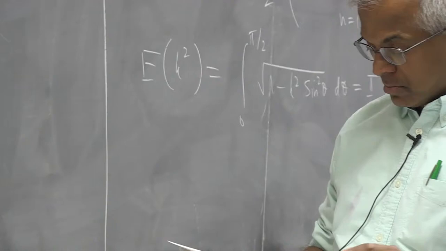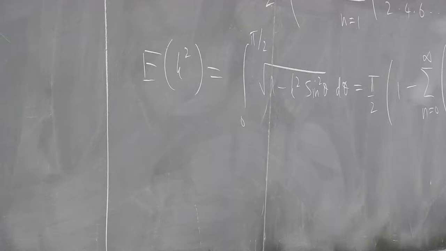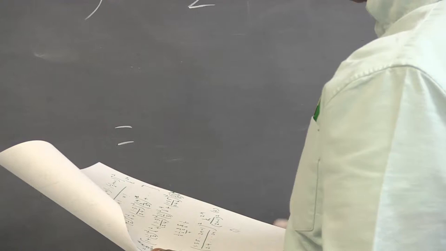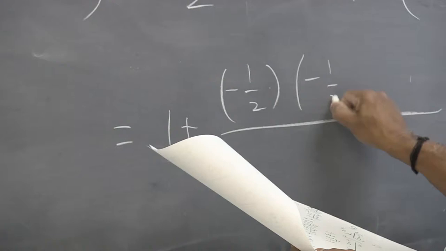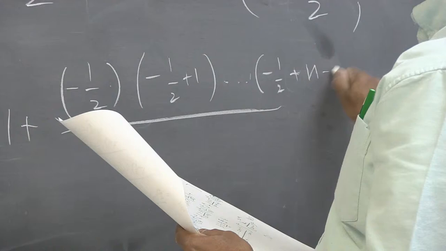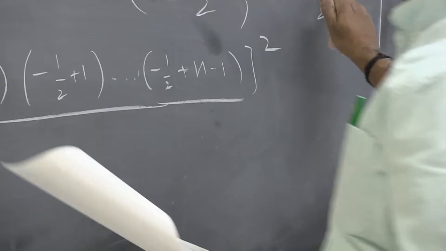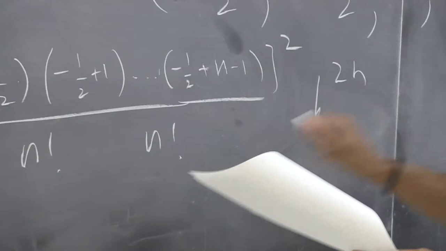So this, if you simply use the definition of the hypergeometric summation, for example, this will be 1 plus the minus half, the first term, multiplied by minus half plus 1, and so on, minus half plus n minus 1, the last term. This is twice from here, 2 times. The denominator is n factorial, k to the power 2n. There's a summation here, 1 plus the summation, n equal to 1 through infinity.